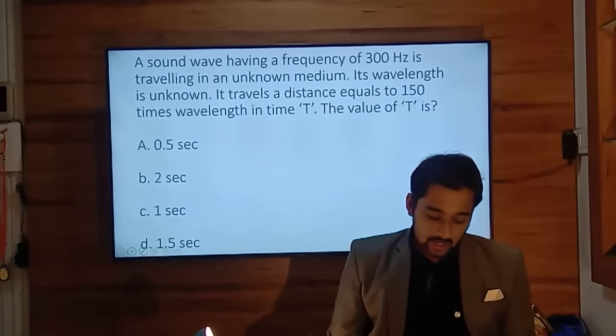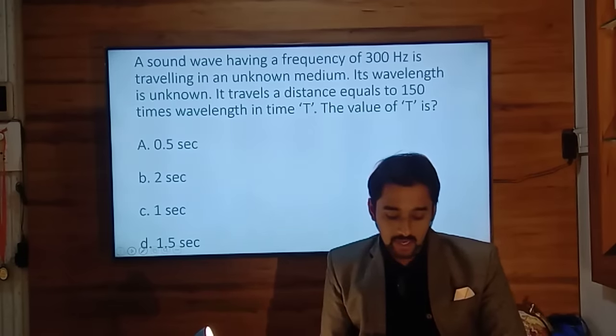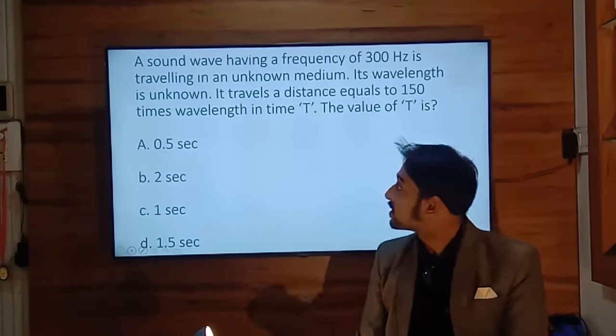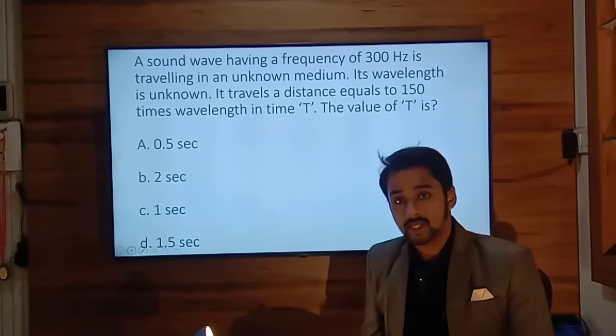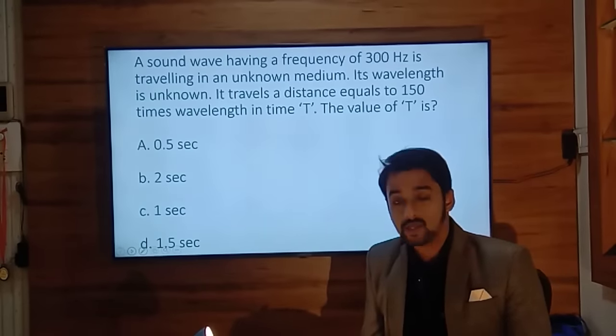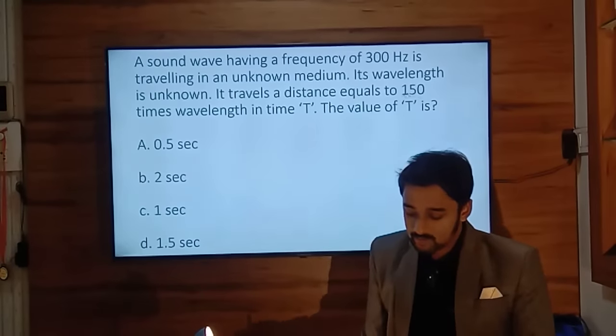Last question for the day. A sound wave having a frequency of 300 Hz is traveling in a particular medium. Its wavelength is unknown to you. It travels a distance of 150 times wavelength in time t. You have to calculate time t.